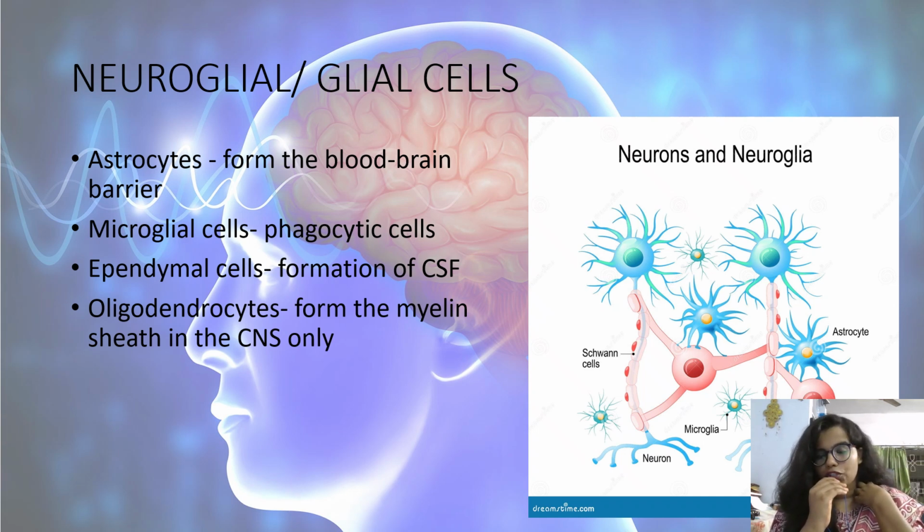So these Schwann cells are derived from the neural crest cells. If you see over here, among these four, the astrocytes, ependymal cells, and the oligodendrocytes, these three have been derived from the neural ectoderm, while microglial cells are the only cells of the neuroglial cells, the supporting cells, which have been derived from the mesoderm.